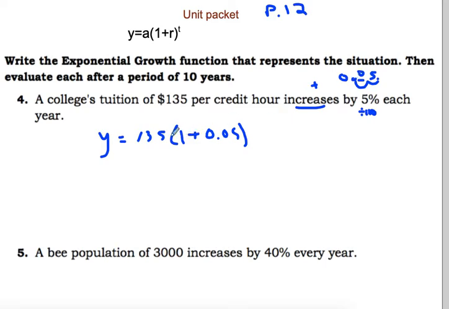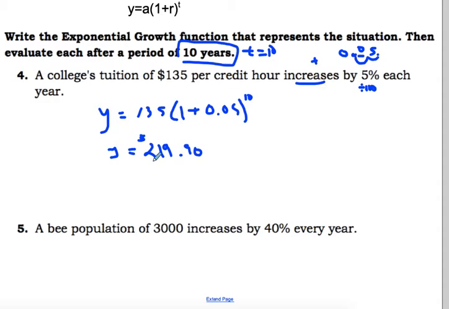So you get 135 times 1 plus 0.05, and for all of these models we're going to be using a t-value of 10. So evaluate each after a period of 10 years. So we're going to raise that to the 10th power. If you plug this into your calculator correctly, I got that 10 years later, college tuition will be about $219.90. So again, check that with your calculator. If you have any questions with how to plug it into your calculator, please get that answered before our next exam.